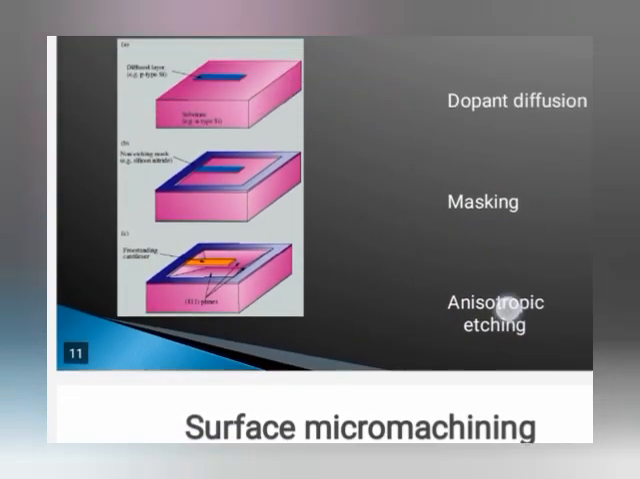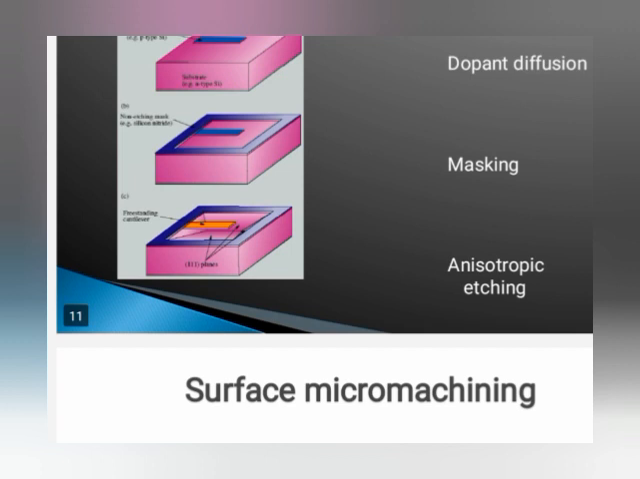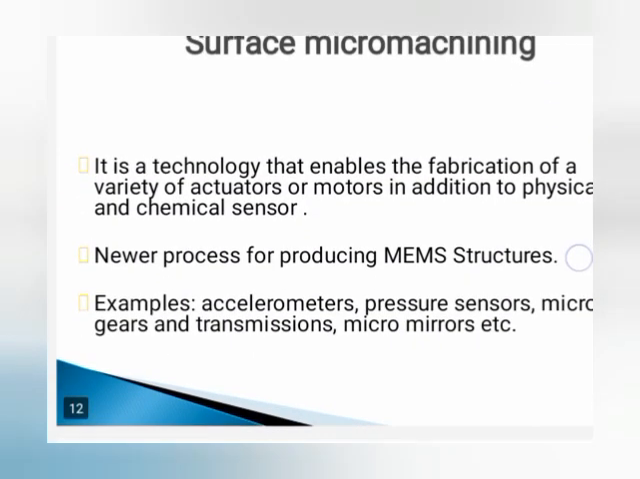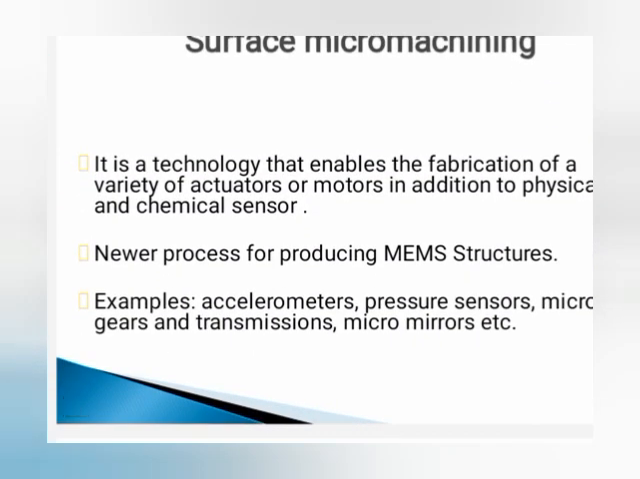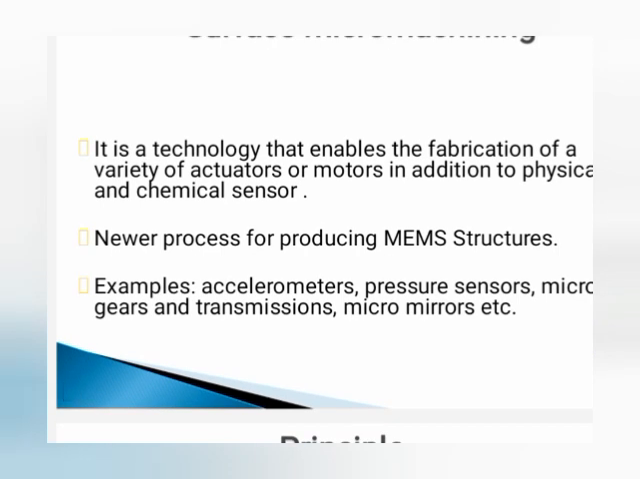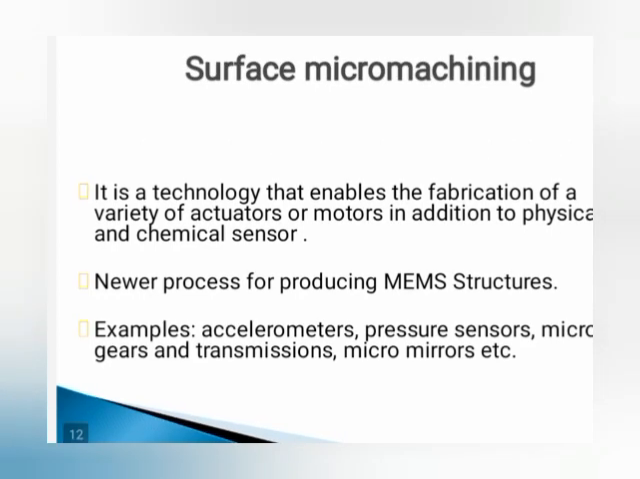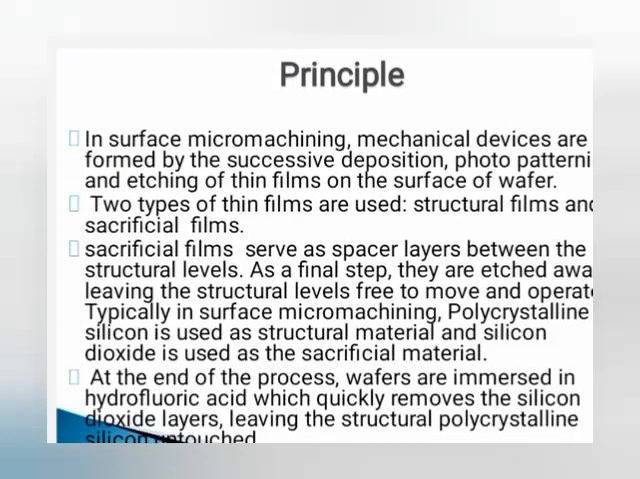Next one is surface micromachining. It is the technology that enables the fabrication of a variety of actuators or motors in addition to physical and chemical sensors. It is the newer process for producing MEMS structures. Examples are accelerometers, pressure sensors, gears and transmissions, micro mirrors, etc. So these are all in the surface micromachining category.